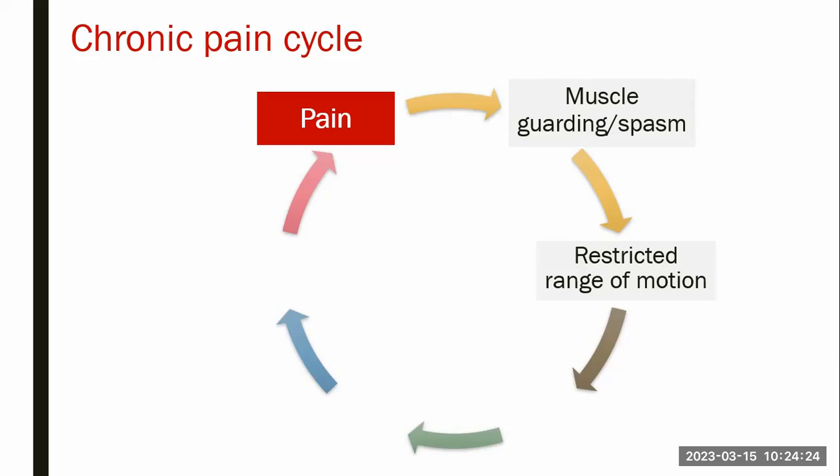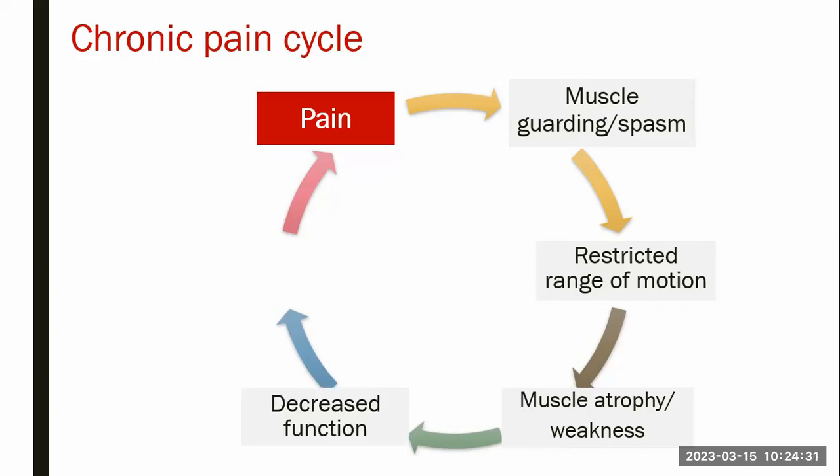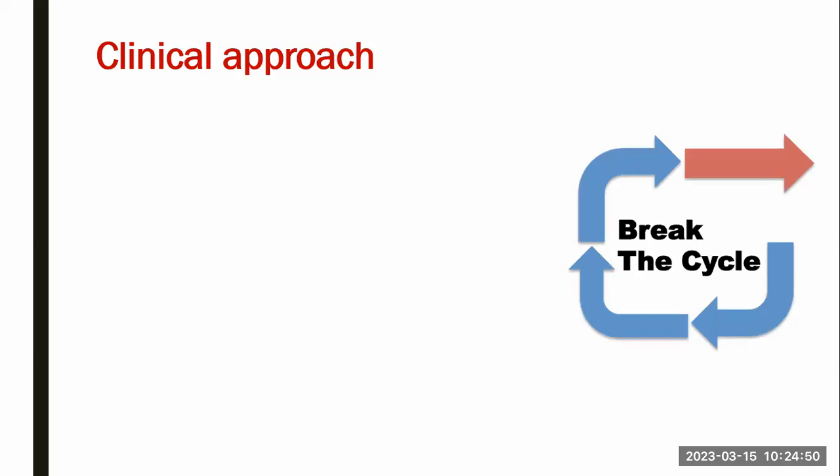And there's restricted movement. If that lasts long enough, there's muscle atrophy, there's weakness. And that leads to a reduction in function. And that causes psychological distress, sometimes associated with depression. And with all that heightens the pain perception. So it goes on as a vicious cycle. So if we are to address this adequately, we need to break the cycle. And how do we break the cycle?